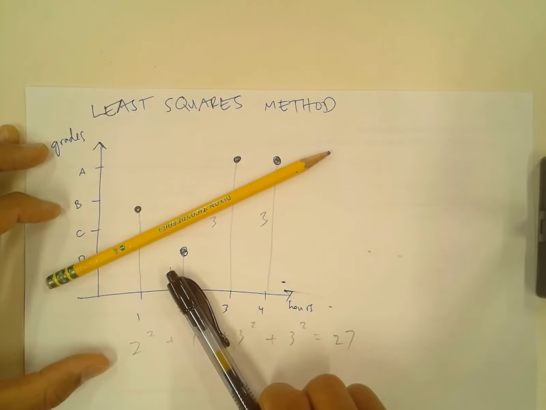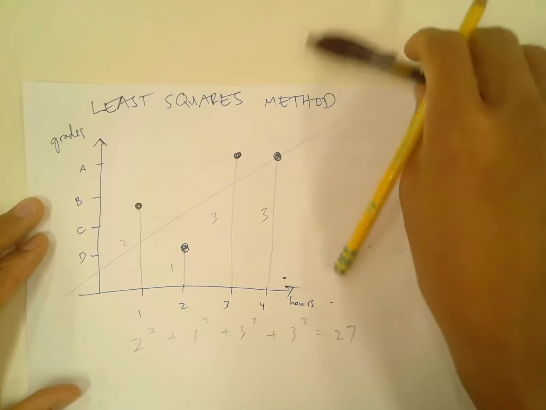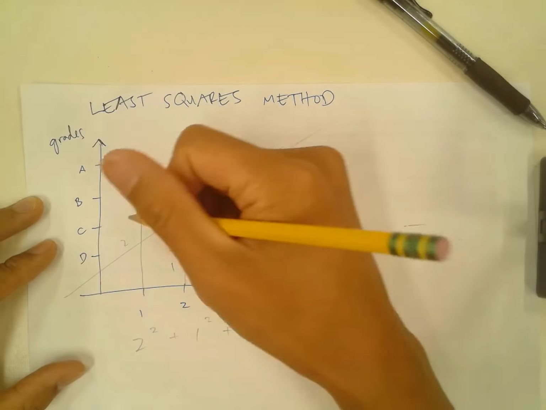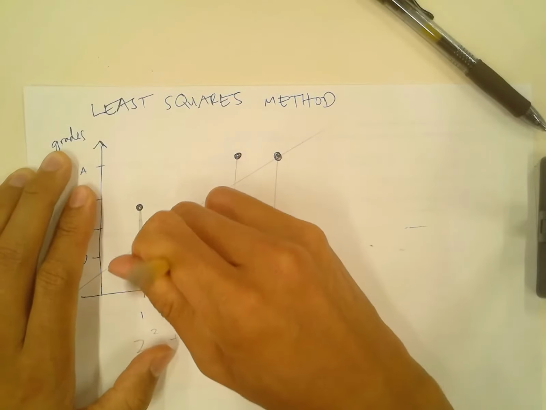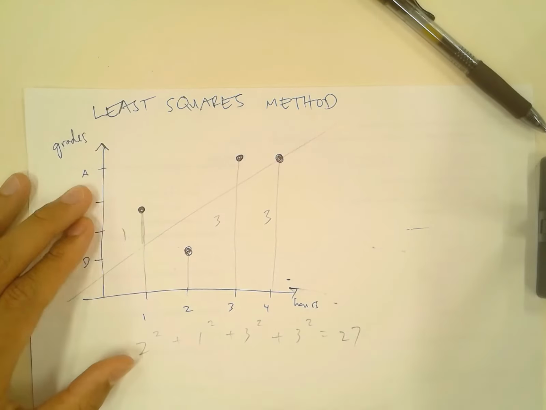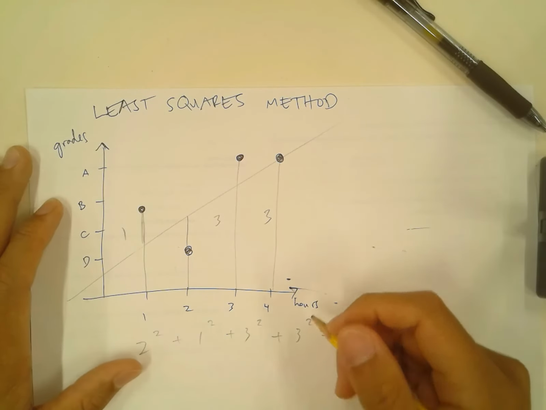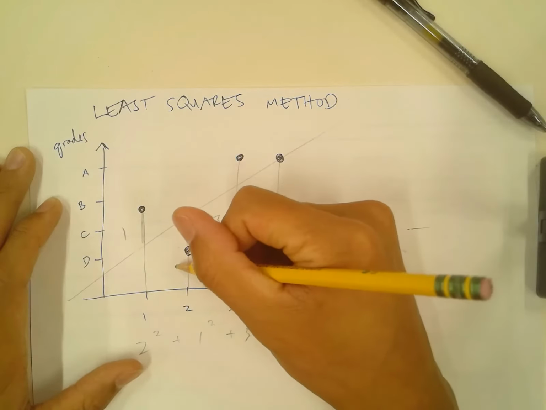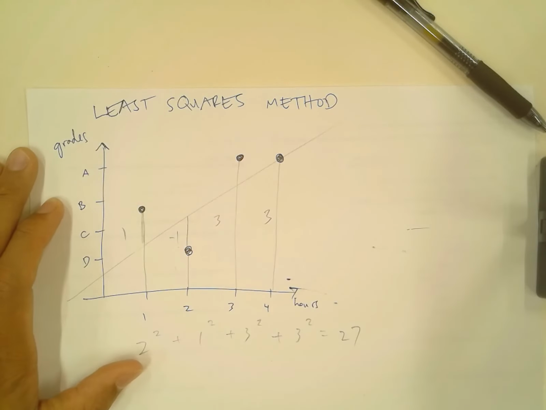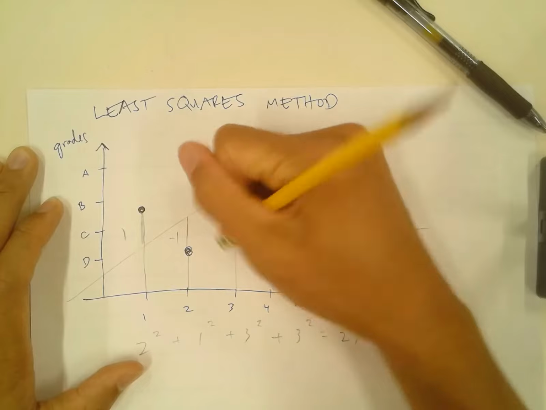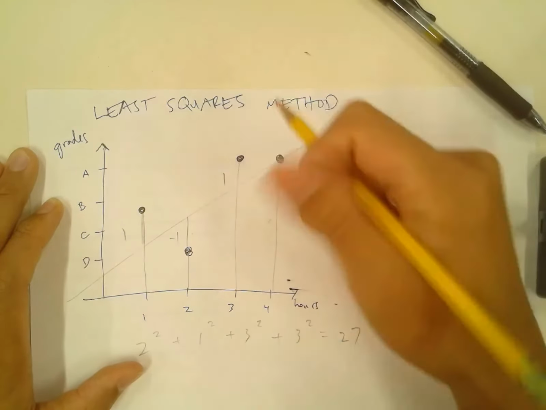Well, let's say we're in this situation here. This distance is not going to be 2 anymore. It's going to be 1, right? And then this distance here is not going to be 1 anymore, but it's going to be -1. This distance here is going to be 1, and this distance here is going to be 0.